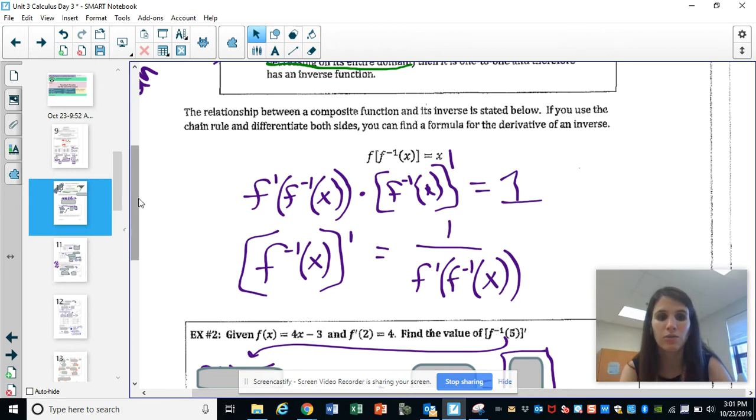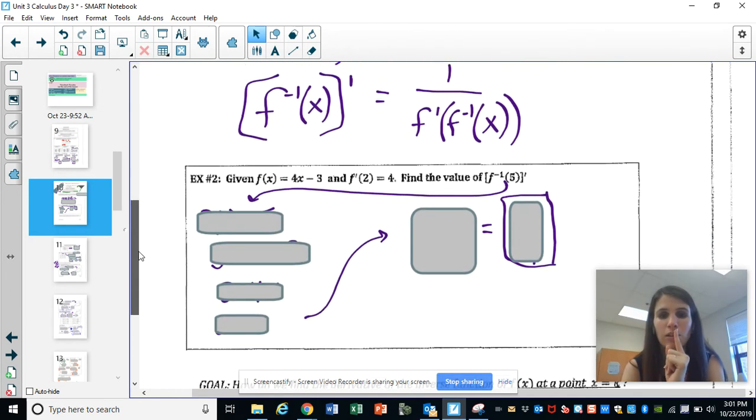All right, so real quick, I'm going to go through this next example, and then I'm going to pause the video and move on to the next one. Here's your example. Given the function f of x is equal to 4x minus 3 and f prime of 2 is equal to 4, so our derivative at 2 is equal to 4, we want to find the value of the derivative of the inverse function at 5.